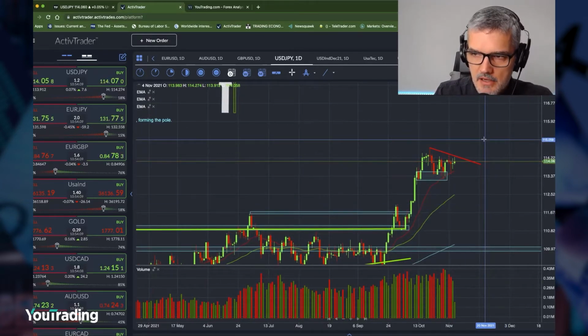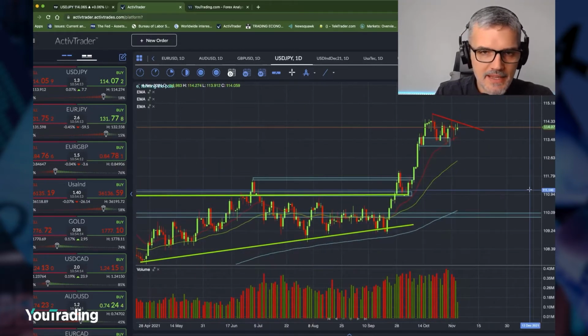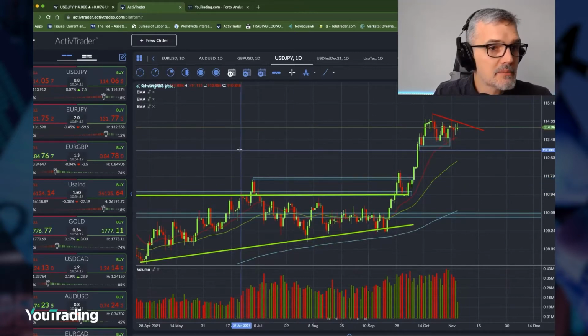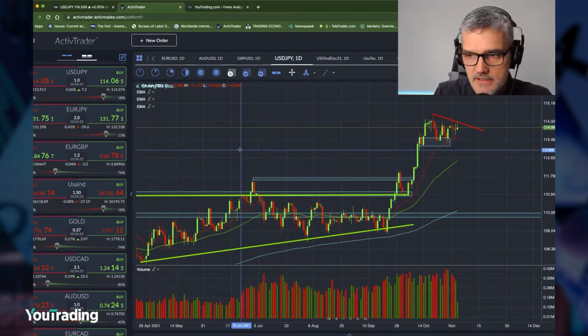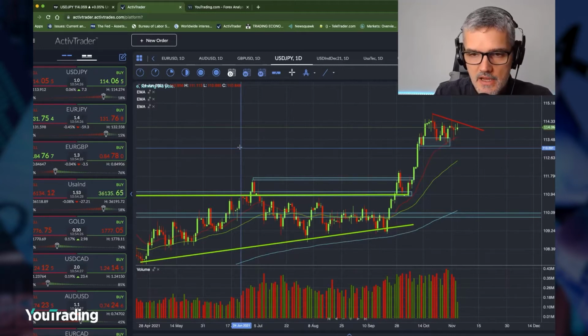115 seems a bit close, so maybe we'll go to 116. So that's what we're looking for. The catalyst, obviously, we had the FOMC meeting last night and they delivered their statement, and then Fed Chair Powell delivered his press conference, answered all the questions, tried to avoid talking about raising rates. It's all about the taper.